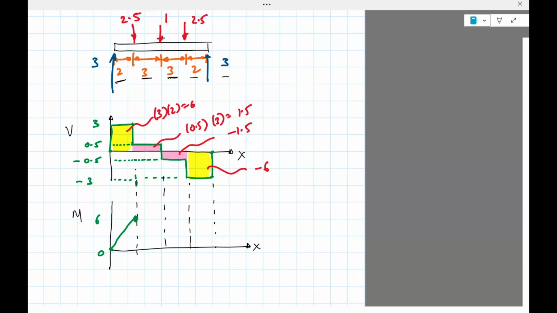Then the next point is 1.5. So we have 6 plus 1.5 in a straight line. This would be 7.5. So I added 1.5 to 6. After that, we would have minus 1.5. So 7.5 minus 1.5 will go back to 6. And then we have 6 minus 6, so it'll go back to 0. This is 6, 7.5.